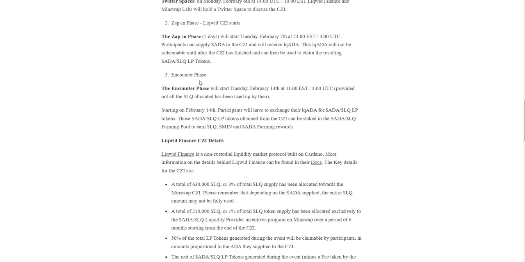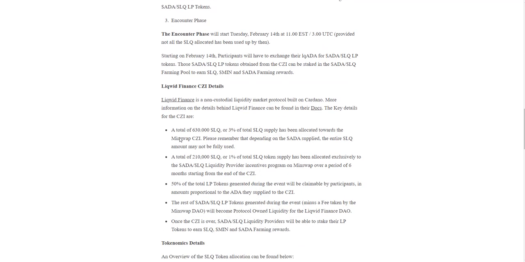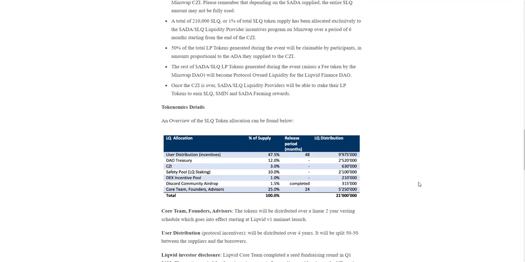You're going to have your counter phase, which is on February 14th, which is any bit that's left over, basically. They're going to deal with that. A total of 630,000 LQ tokens, or 3%, is what they're talking about. And then that extra 1% is going to be 210,000 tokens. So that's kind of cool.